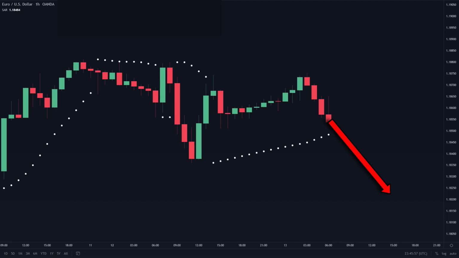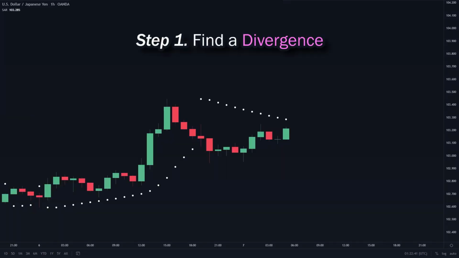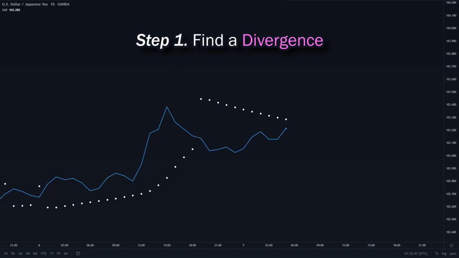So here's how the strategy works. The first step is you want to find a divergence, and to make it easier to find one, I like to change my chart type into a line chart. Next, you want to find instances where the Parabolic SAR is moving in the opposite direction of the price. Like in this example, here we can see that the Parabolic SAR is heading downwards, but the price is heading upwards instead. And so this will be your divergence.